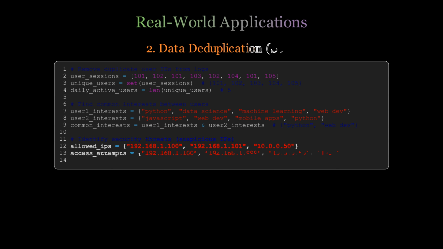Sets excel at data deduplication and analysis. They automatically remove duplicate user IDs from logs, making it easy to count unique users. Set operations find common interests between users or identify security threats by comparing access attempts against allowed IP addresses.